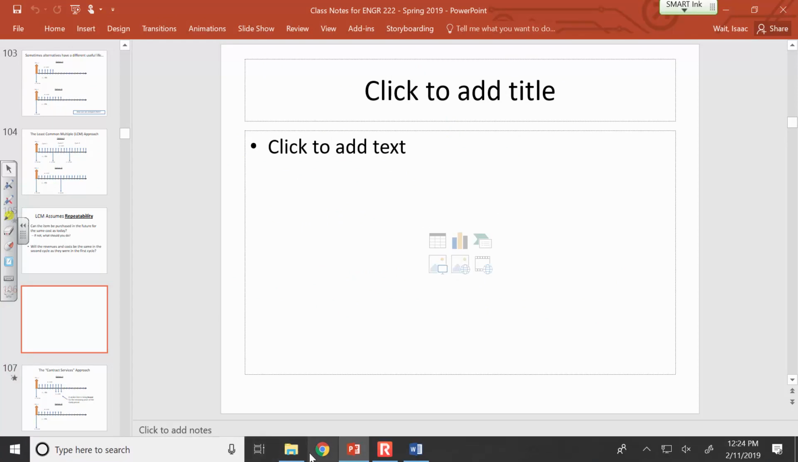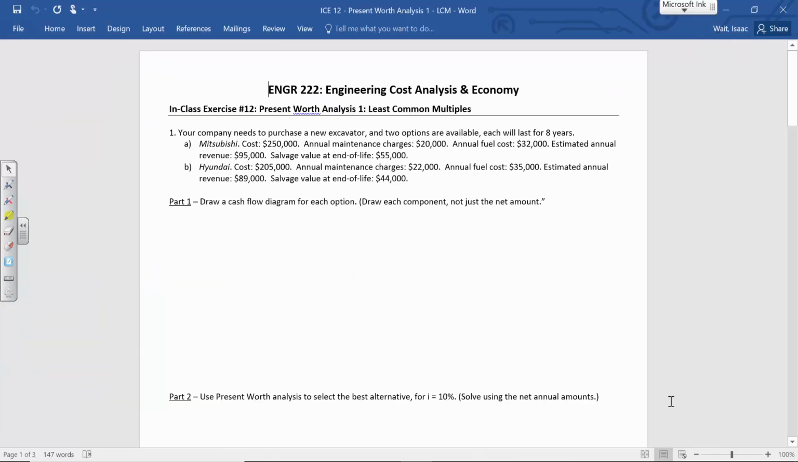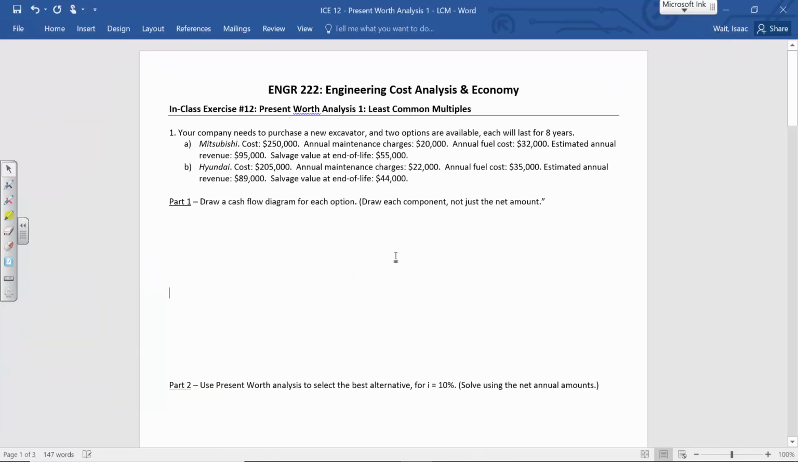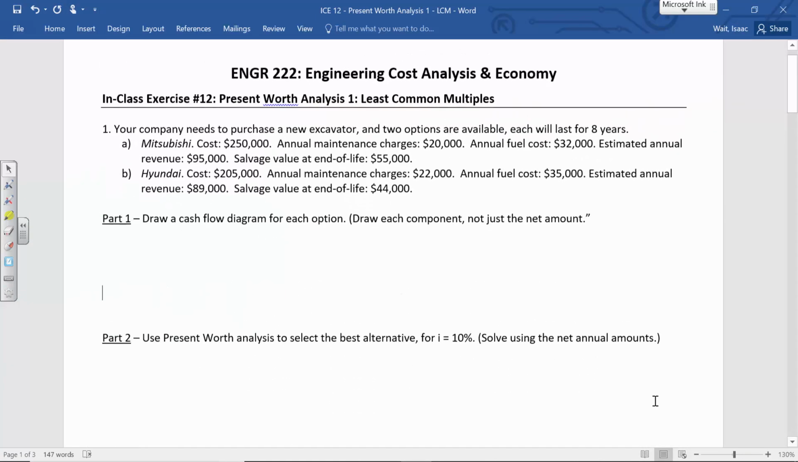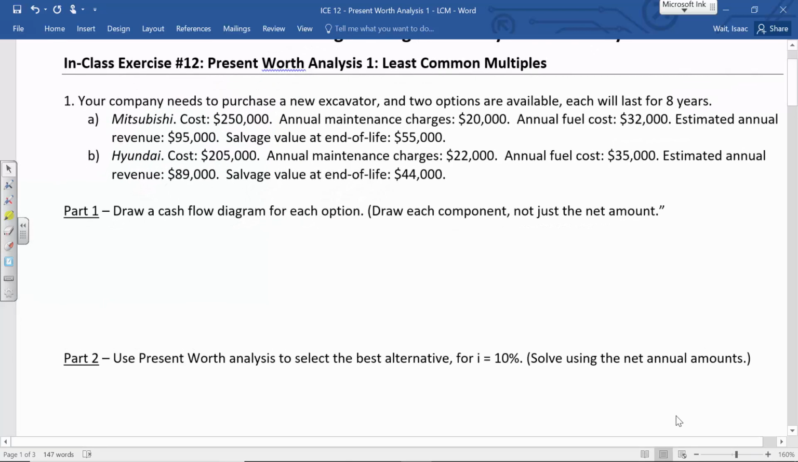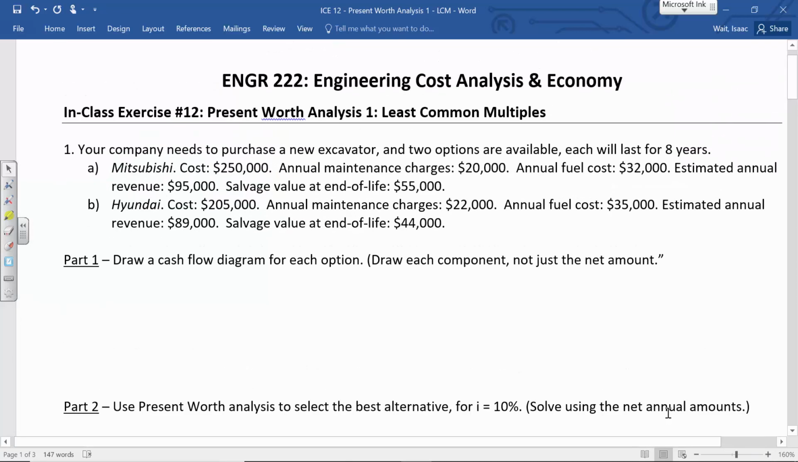All right, so here's what I've got for you in today's in-class exercise. The first one is some questions to get you used to the repeatability. Excuse me, no, this isn't yet repeatability. This is just applying the decision criteria. So let me hand these out.